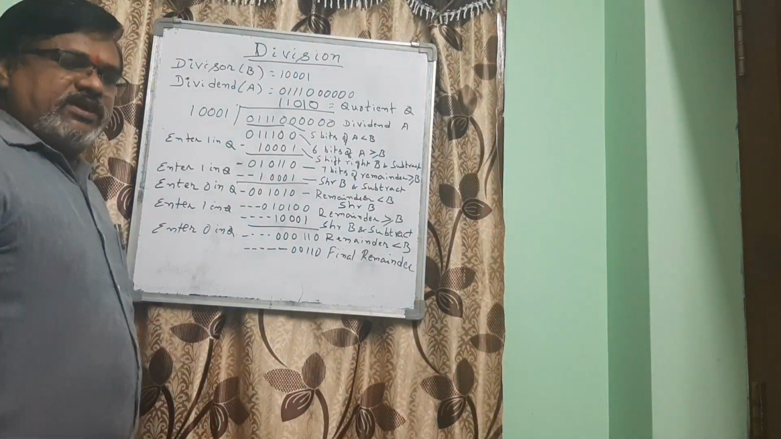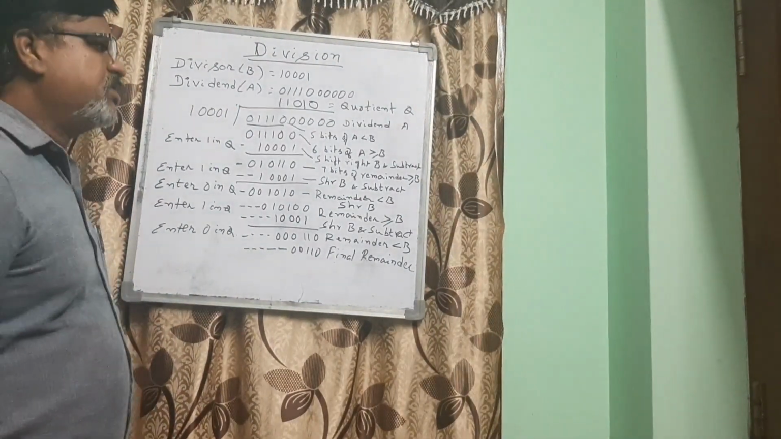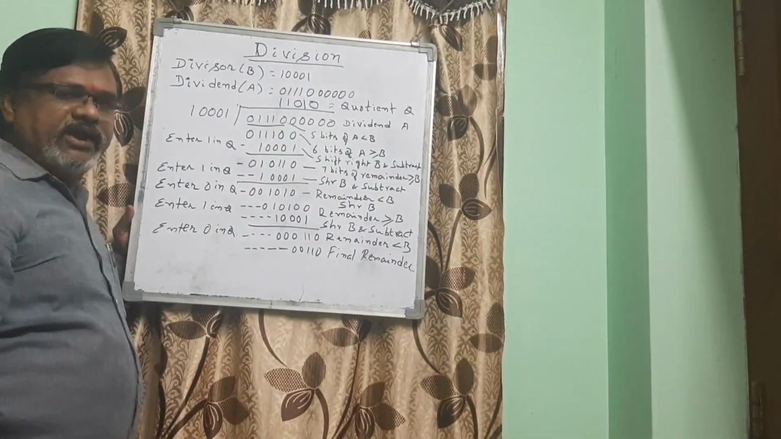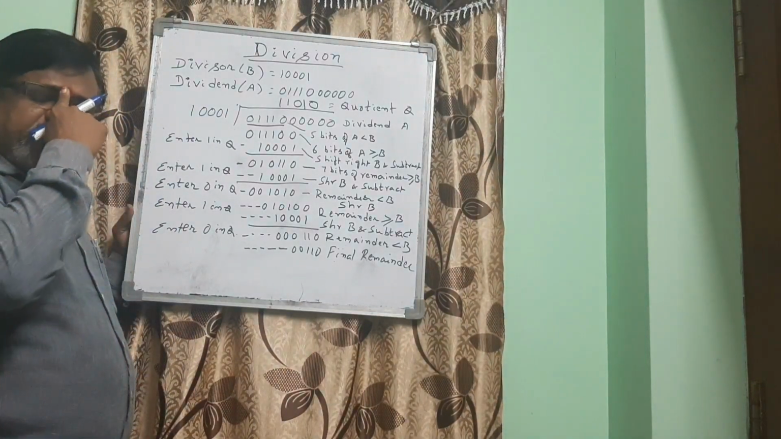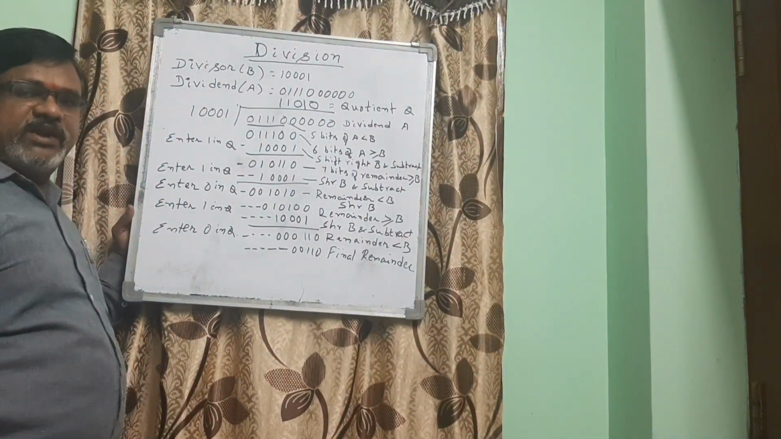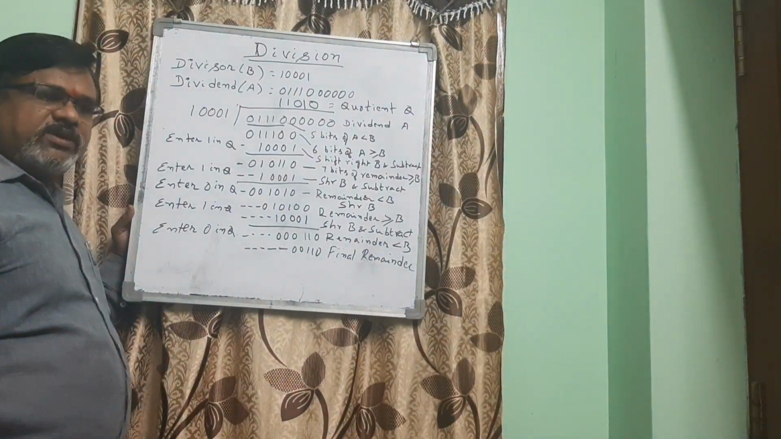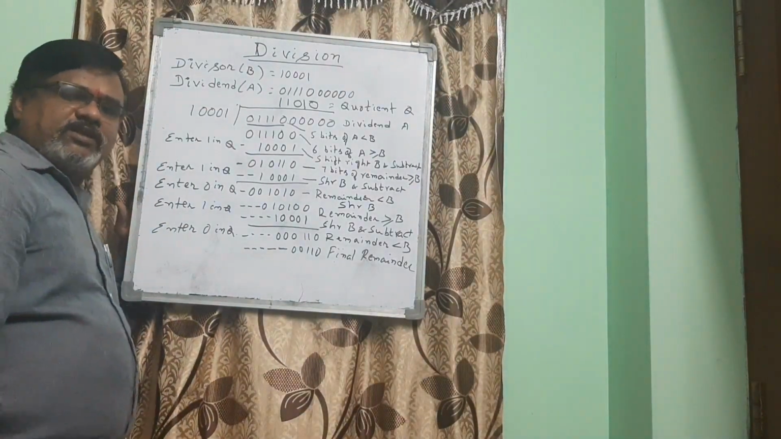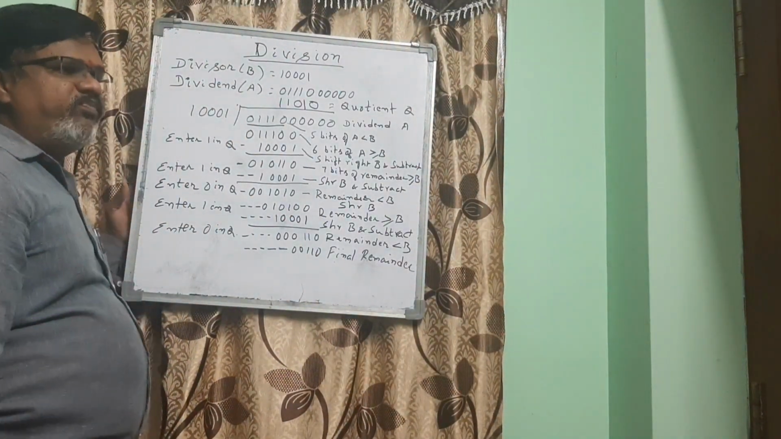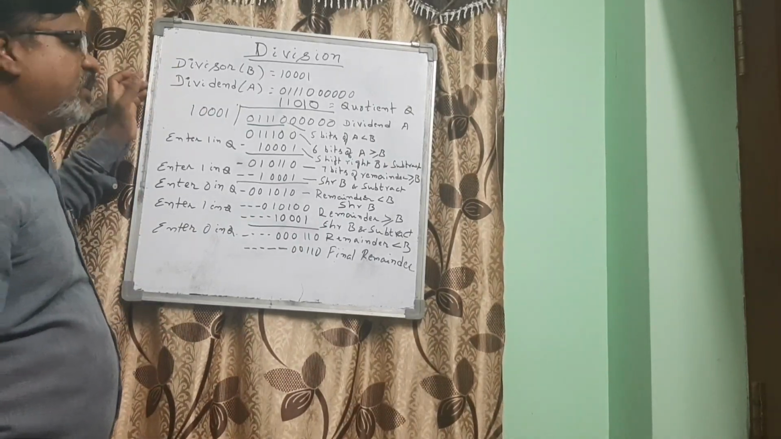In today's session, we are discussing the division process, out of the four arithmetic operations: addition, multiplication, subtraction, and division. In the previous sessions, we discussed addition and subtraction in one session, and the multiplication operation in two sessions: the general multiplication algorithm, Booth's multiplication algorithm, and multiplication using the array. Today we are discussing division.